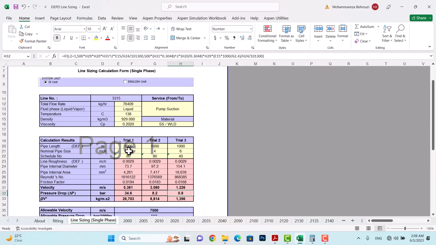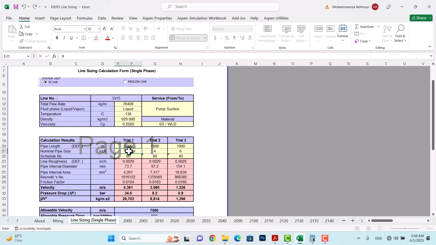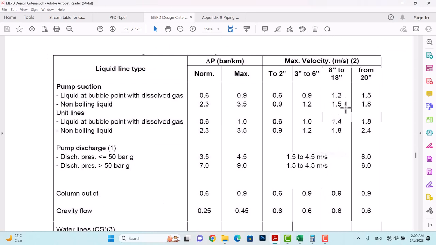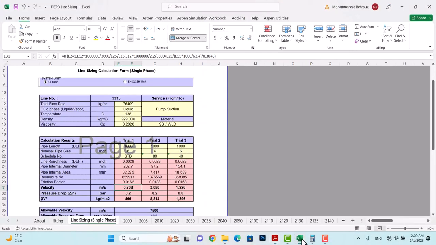We increase the diameter to 8 inches and check the results. And when it becomes 8 inches, it becomes a standard. How about this one? You see, the pressure drop is very low. The velocity is really relaxed, and it is less than 1.5. And the pressure drop is less than 2.3. Therefore, based on the calculation of this Excel sheet, 8 inches is selected for this section, for this pipe, at the suction of the pump.